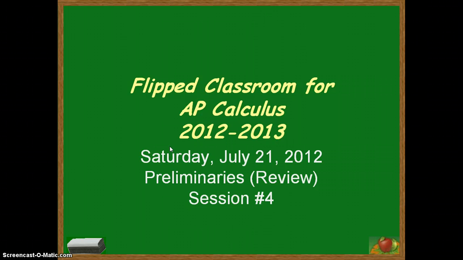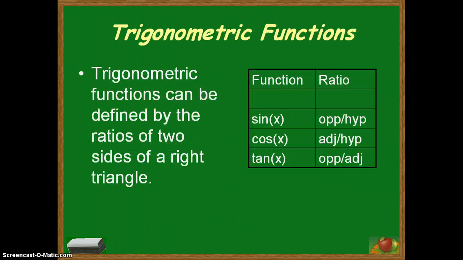Today we're going to talk about trig functions, something that's probably near and dear to your hearts. Basically, trig functions, which you should have had last year, can be defined as the ratios of two sides of a right triangle. The three main ones, sine of x, cosine of x, and tangent of x, you can see for example, sine of x is the opposite side of a right triangle divided by the hypotenuse. Opposite being the side opposite the angle you're talking about.